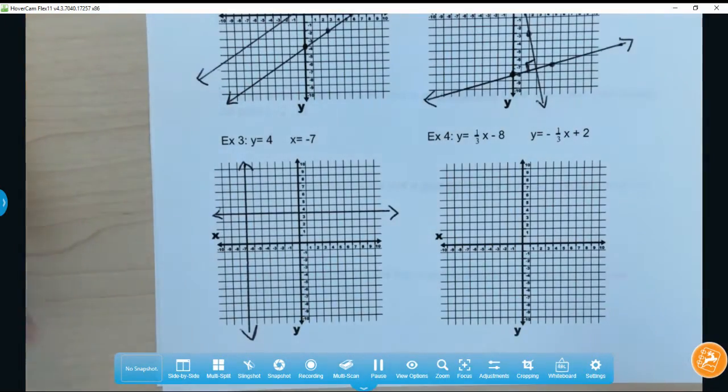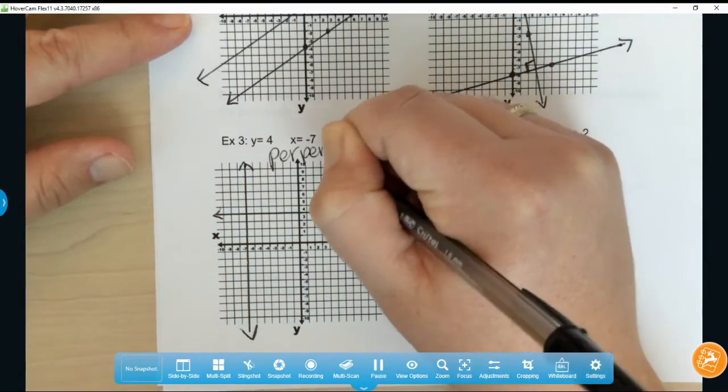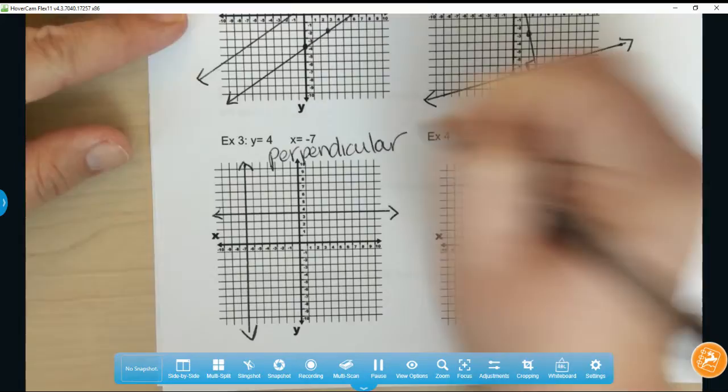We are going to get to that next, but horizontal and vertical lines are always perpendicular. So this would be a perpendicular situation.